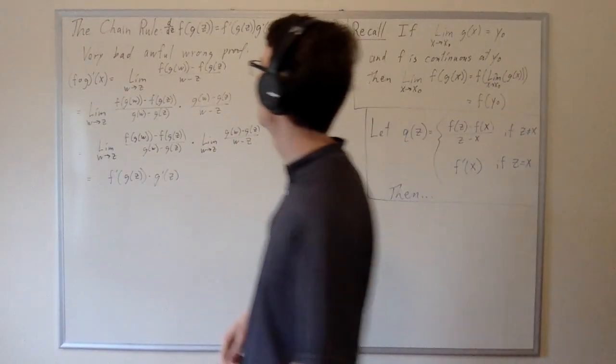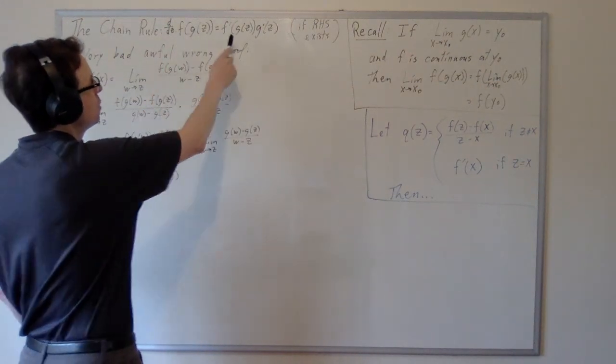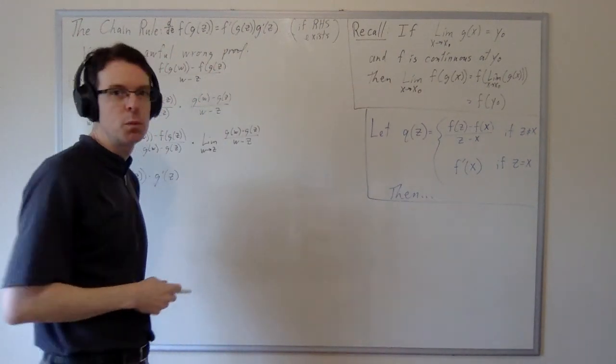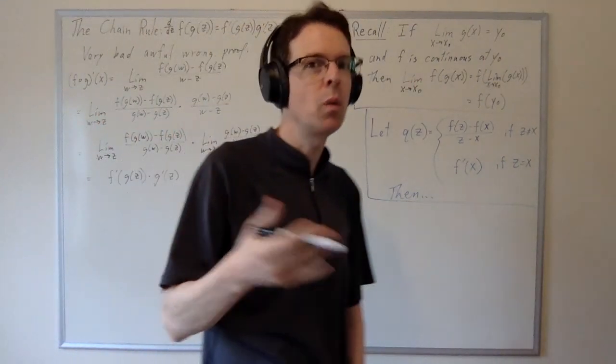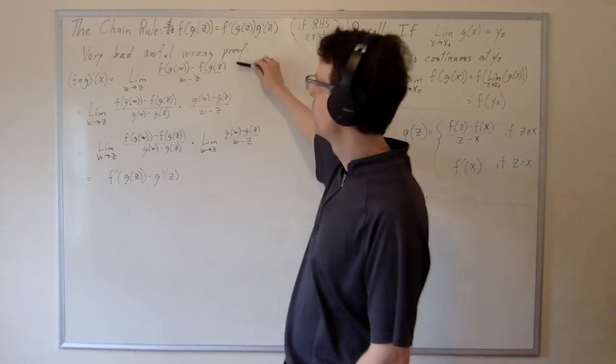Let's start with the statement of the chain rule. The derivative of the composition of functions f of g of z is equal to f prime of g of z times g prime of z. You differentiate the outside, hold the inside fixed, and you multiply by the derivative of the inside. Here's a wrong proof of the chain rule.